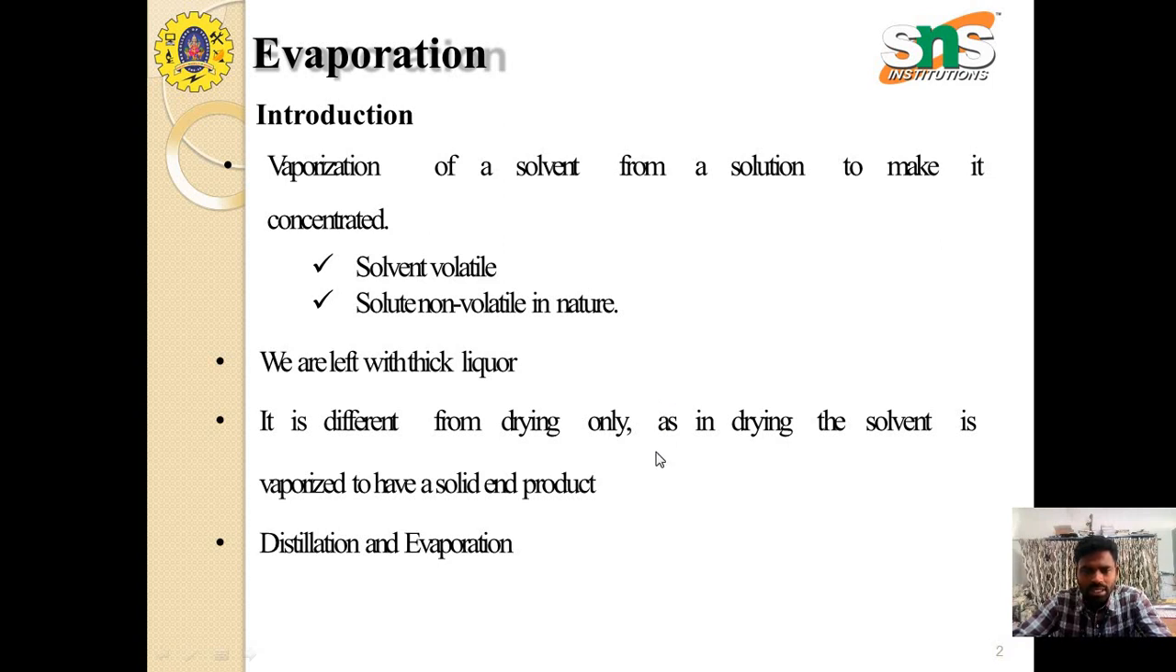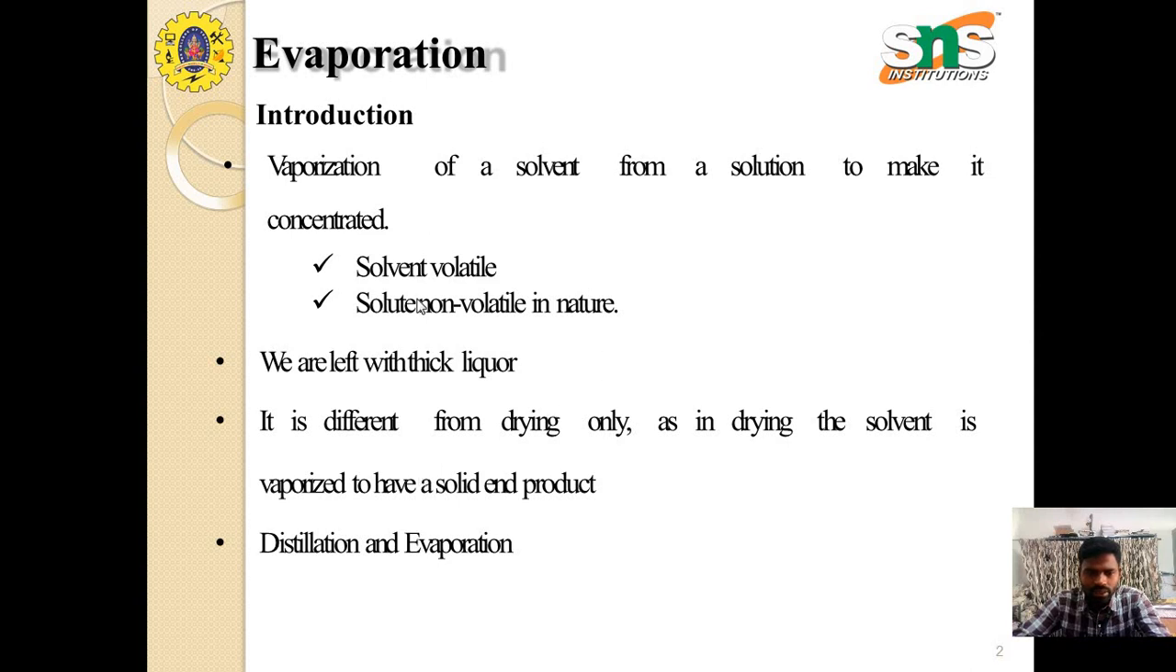For example, a drying process can be seen in the textile industry. Once the cloth is dipped in the coloring liquid, the next process is the drying process. In that case, we have to remove the moisture content from the cloth. For that, the evaporation process plays a major role. The solvent from the coloring liquid is removed, and as the end product we will get a solid product like the dry cloth.